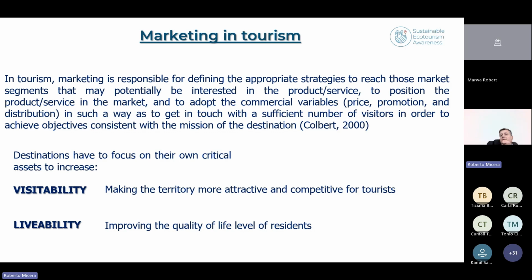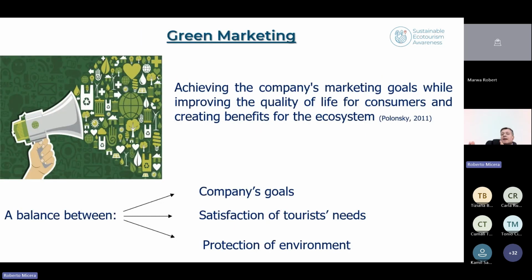is responsible for defining the appropriate strategy to reach those market segments that may potentially be interested in the product or services, to position the product or services in the market, and also to adapt the commercial variables like price, promotion, and the distribution. We have to leverage visibility, making the territory more attractive and competitive for tourists, and also livability, improving the quality of life of the residents. But it's very interesting to speak about green marketing, as a new way to do marketing.